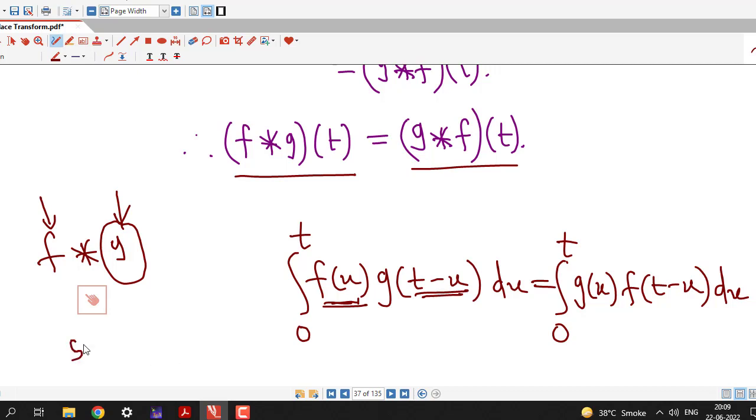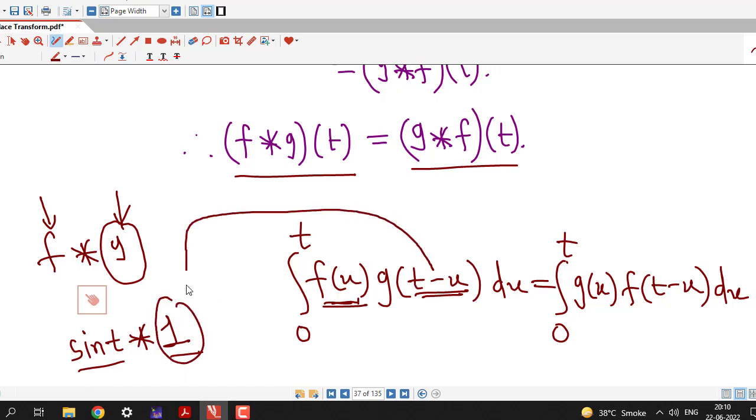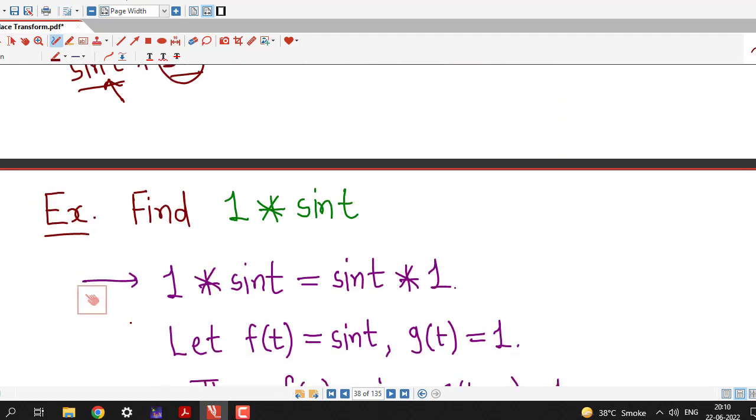For example, suppose I have sin t and 1, the convolution of 1 and sin t. Then I will consider g equal to the constant function 1, and I will consider f equal to sin t. If I consider g of t equal to 1, then g of t minus u is also 1. So the commutative property will be helpful in this way. Suppose we want to find 1 star sin t, then we know that 1 star sin t and sin t star 1 are equal.